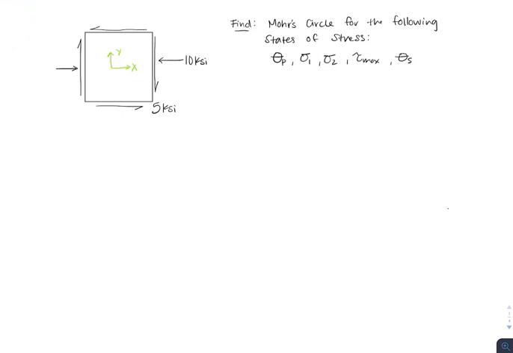So the first thing we want to do is find our coordinates to be able to plot our Mohr circle.